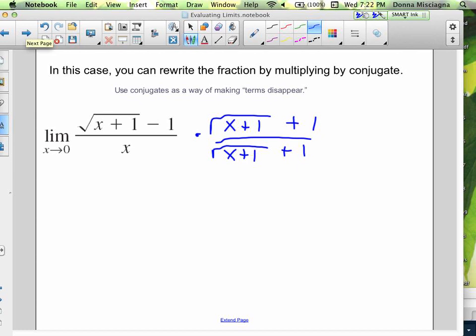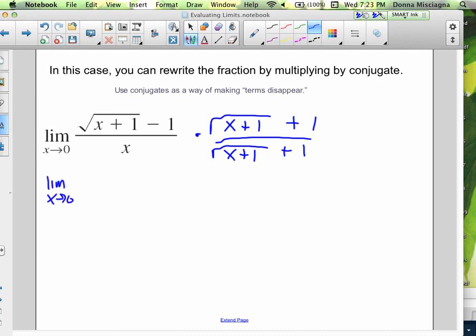Now, I want to simplify the numerator, and multiplying by the conjugate will do that. In the denominator, I don't want to distribute the x. That might just hide my repeating factor once more. So we want to simplify that numerator because that's what the conjugate's going to do, but we won't distribute it in the denominator. So we're going to have the limit as x approaches 0.